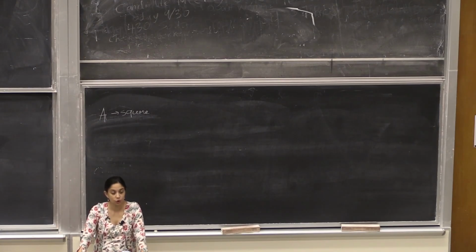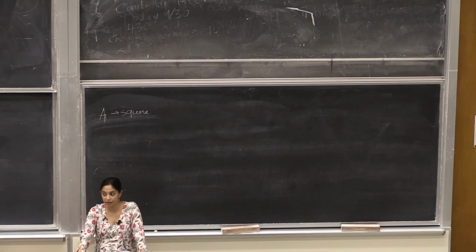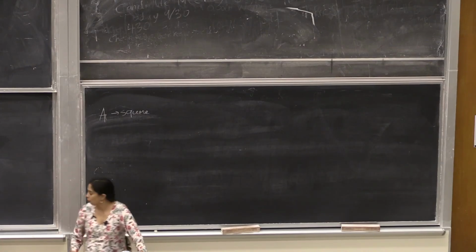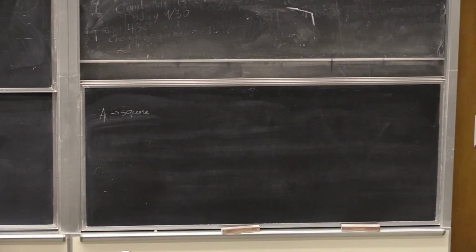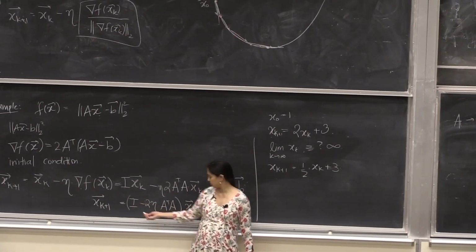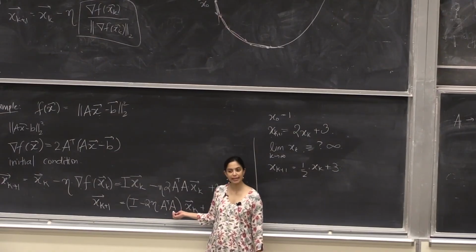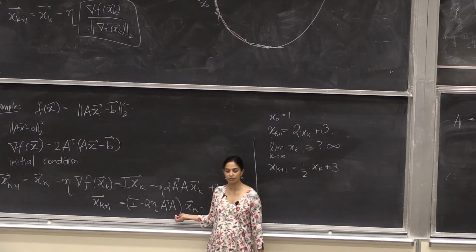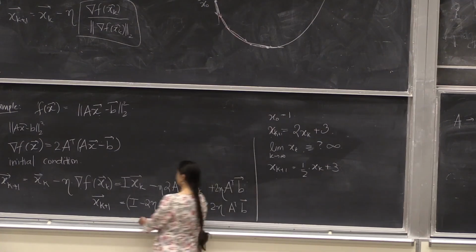Okay, so when the eigenvalues are greater than 1, this thing blows up, right? When the eigenvalues are smaller than 1, this is going to stay bounded. What kind of matrix is this here? Identity is a symmetric matrix, right? A transpose A is a square symmetric matrix. What is identity minus 2 eta A transpose A? This is a symmetric matrix.